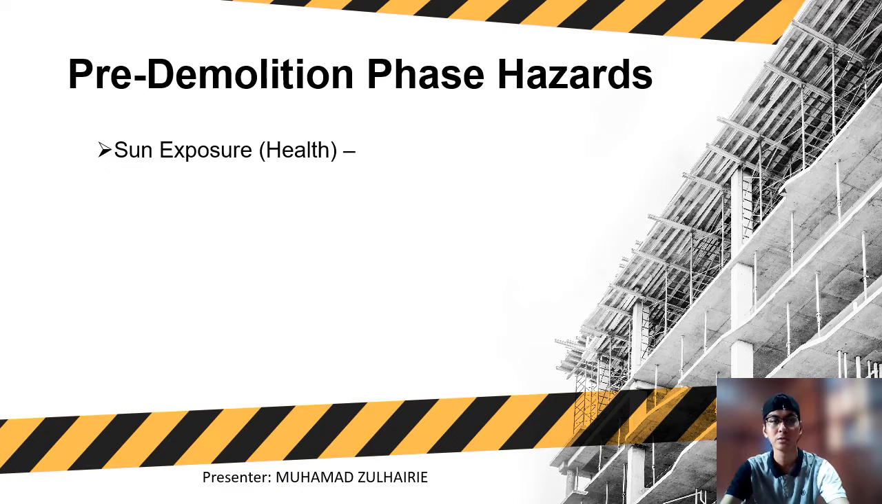Since they are exposed to the sun for the long term, we provide them with a hat and also make sure they drink enough water while doing the work. The second one is structural instability. It is for the safety of the workers and the surroundings. Before we demolish the building or the structure, we must make sure of the instability of the structure in the proper way if we want to demolish them.